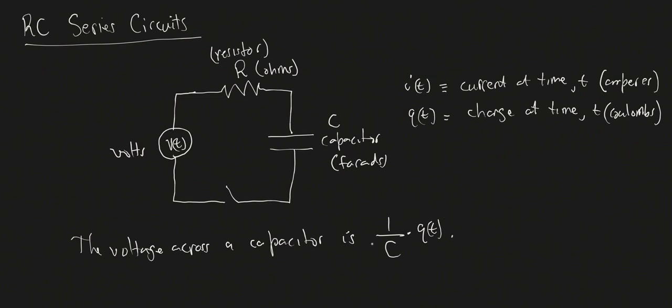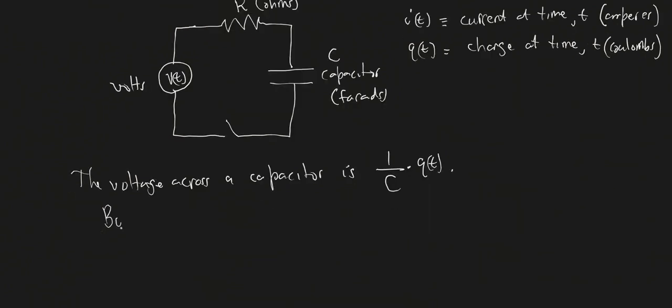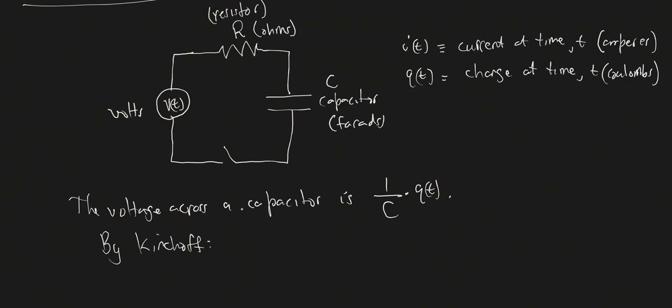So by Kirchhoff, we should be able to write down an equation that relates all the voltage drops with the impressed voltage. This is what we should get. We did this previously: the voltage drop across a resistor is R times I. And now the voltage drop across a capacitor is 1 over C times Q, and that should be equal to V, or V of T.